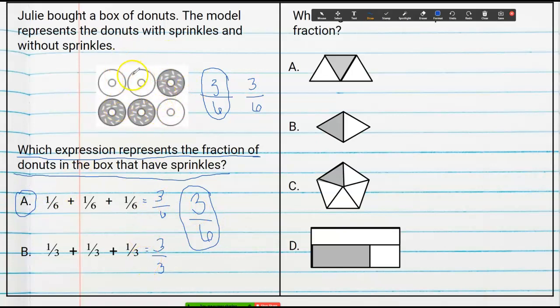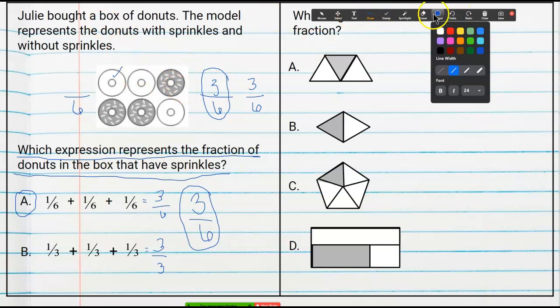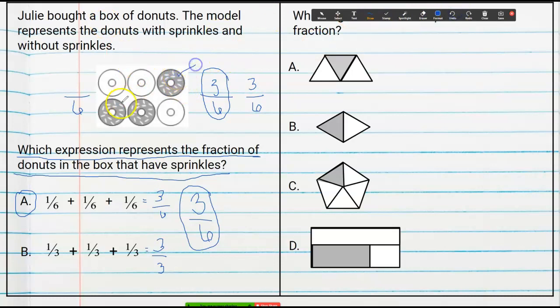There are 6 total donuts, so I know my denominator is 6. Don't get mixed up and only count the ones that have sprinkles, okay? Because then you'll get mixed up with your denominator. The ones with sprinkles are your numerator, and then you have your total donuts. So you need to make sure you get the right fraction the first time.